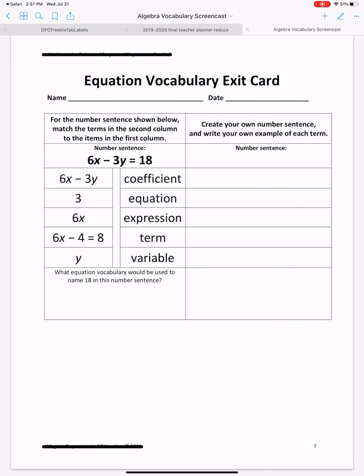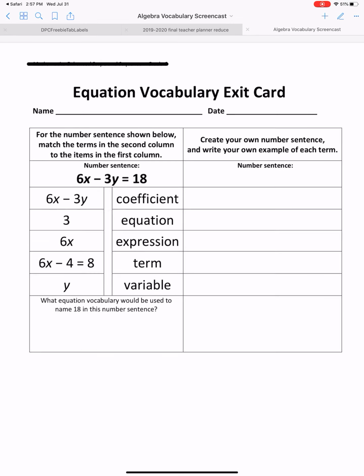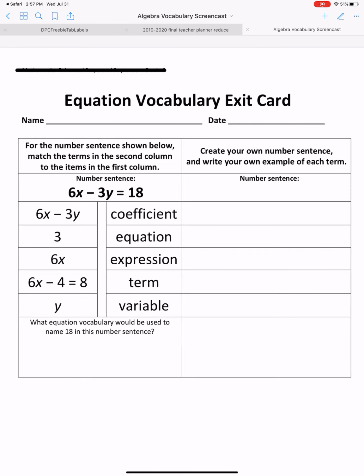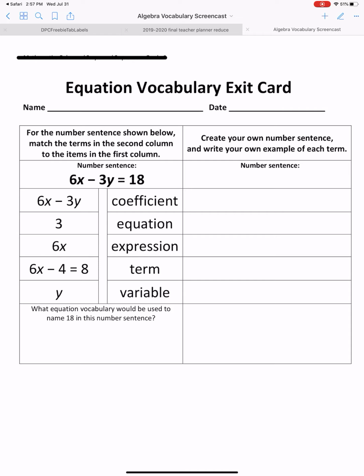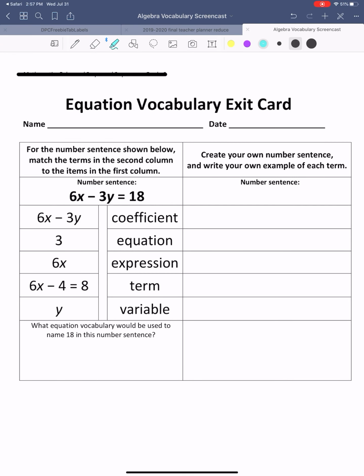All right, we just reviewed the answers. So our exit ticket for today is below. I just want to review it with you just a little bit. So again, we put your name and today's date. On this side, the left-hand side, you guys are going to look at the number sentence below, or another name for a number sentence is equation. And you're going to match the terms in the second column to the terms in the first column. Now, this word terms is different from the vocabulary word that we used earlier. This word terms is the same as vocabulary word.